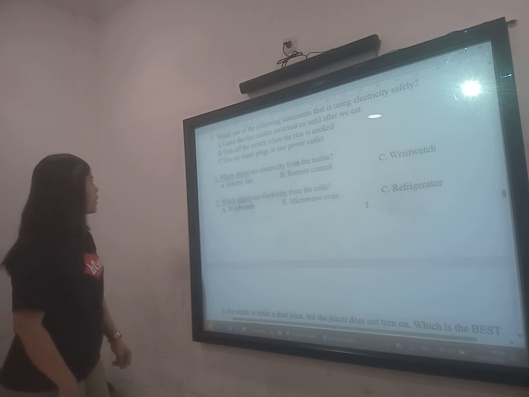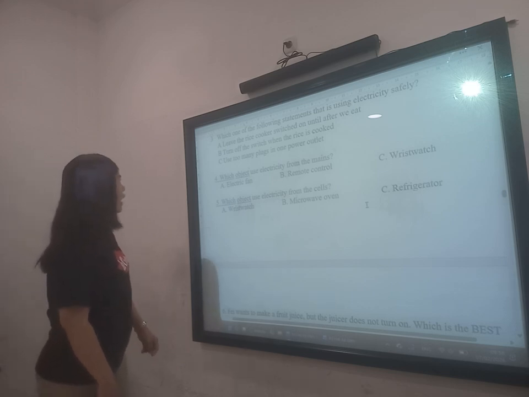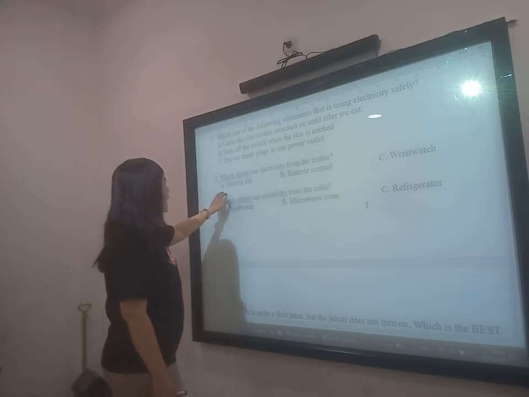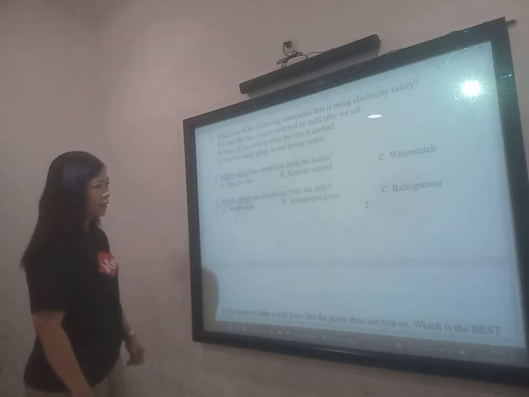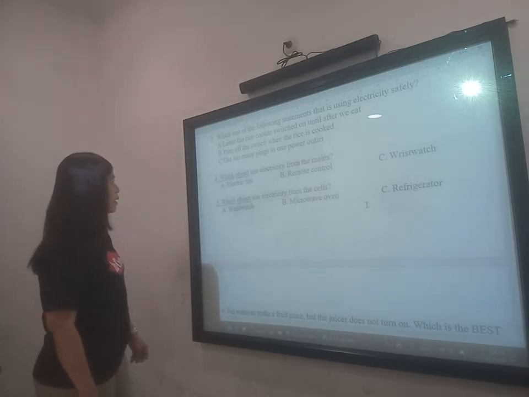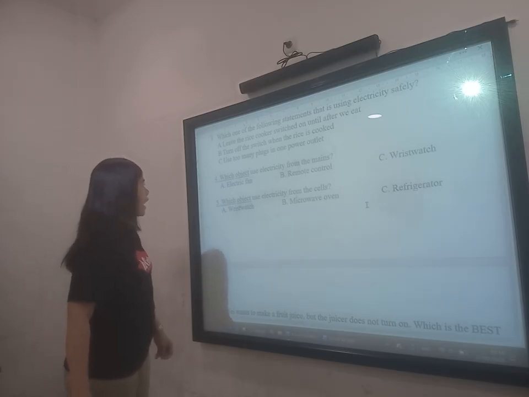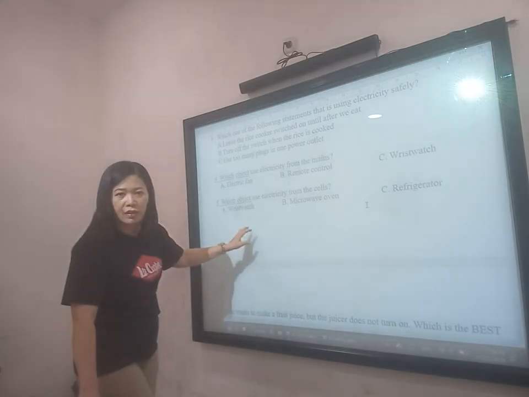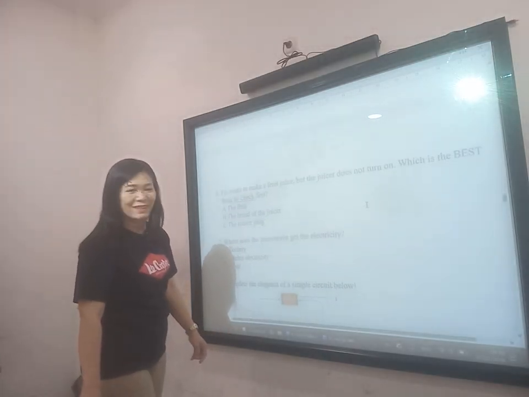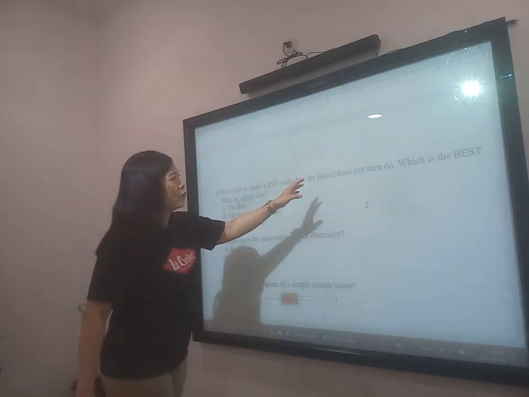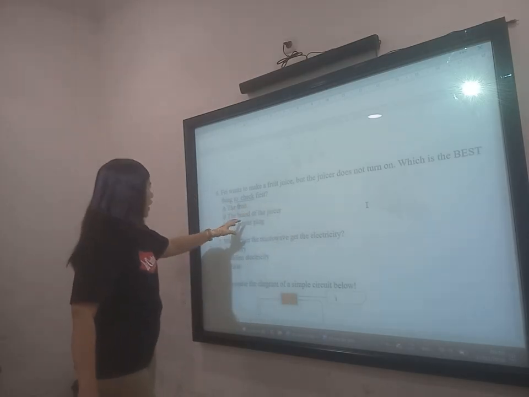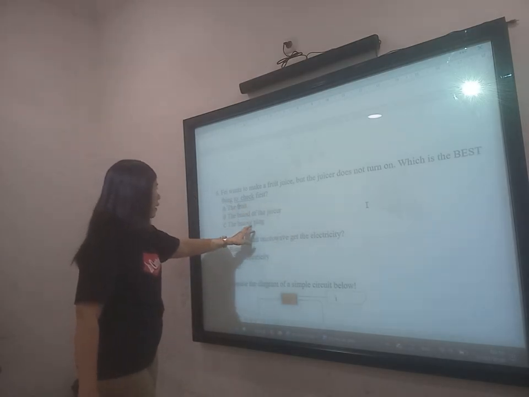Number 4. Which object uses electricity from the mains? That is A, electric fan. Which object uses electricity from the mains? Wristwatch, remote control. Which object uses electricity from the cells? From the cells is A, wristwatch. Next. Faye wants to make a fruit juice, but the juicer doesn't turn on. Which is the best thing to check first? C, the power plug.